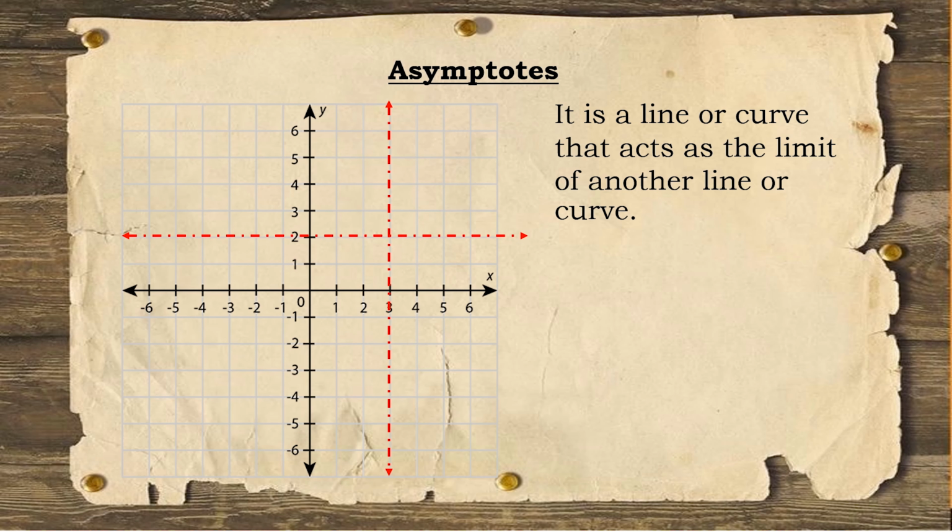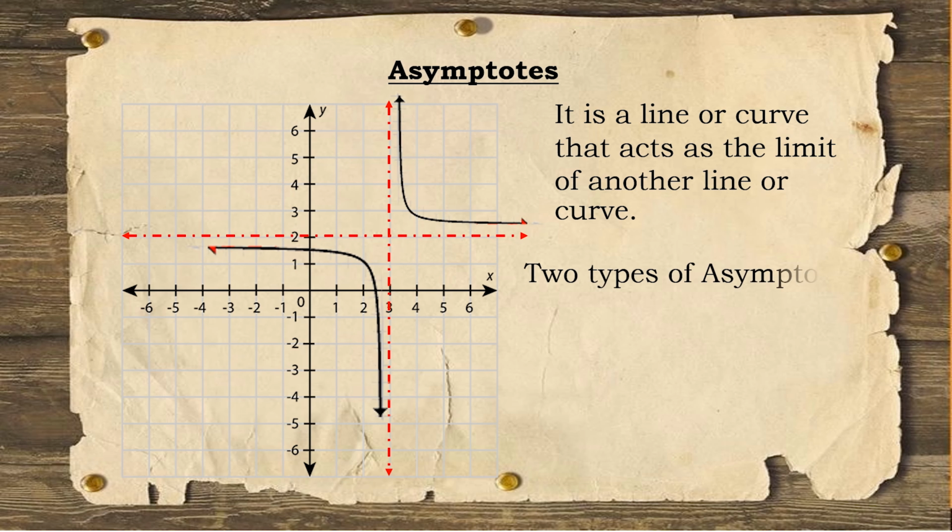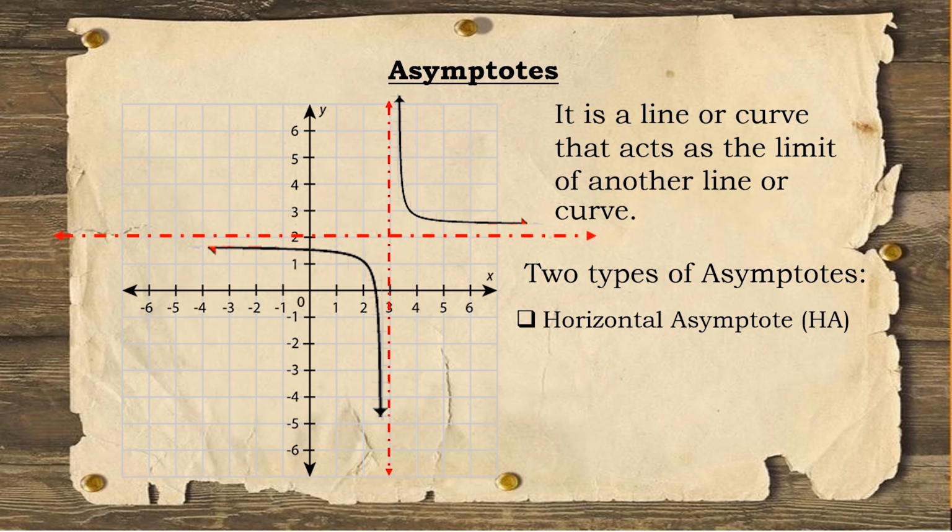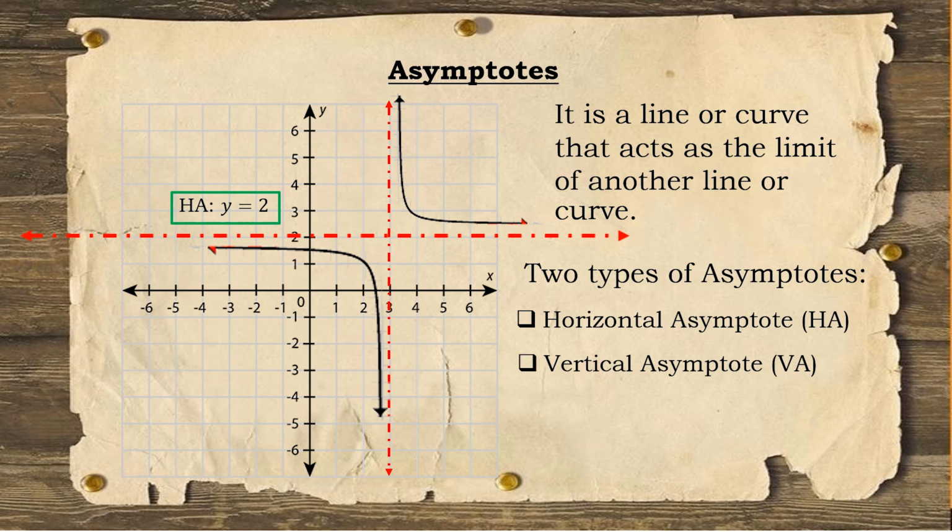Asymptote: it is a line or curve that acts as the limit of another line or curve. There are two types of asymptotes. The first type is the horizontal asymptote. In the given example, the asymptote of the graph is given by y is equal to 2. The second type of asymptote is the vertical asymptote. In the given example, the vertical asymptote is given by x is equal to 3.